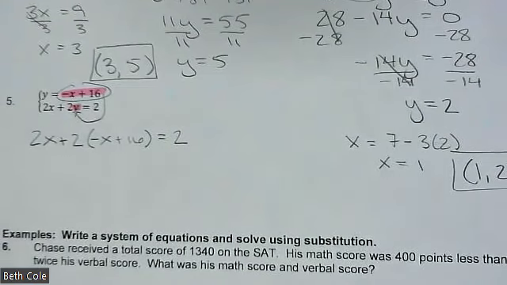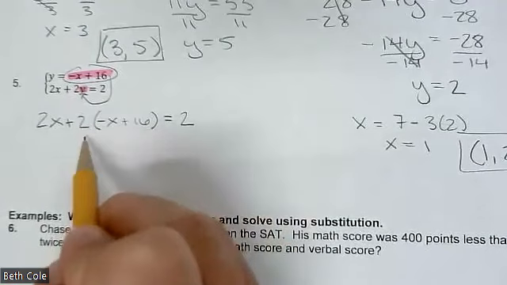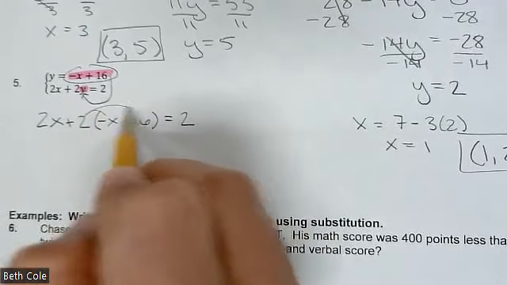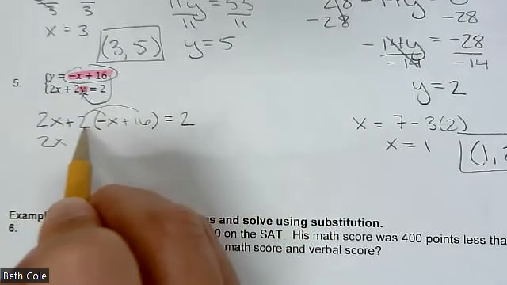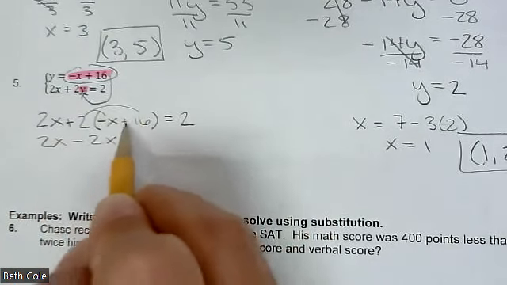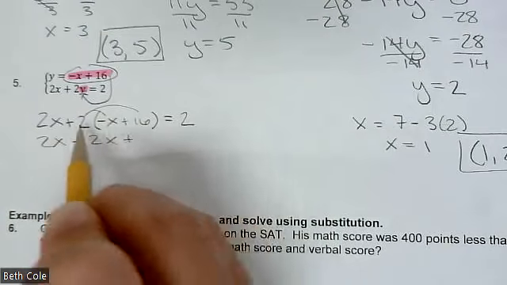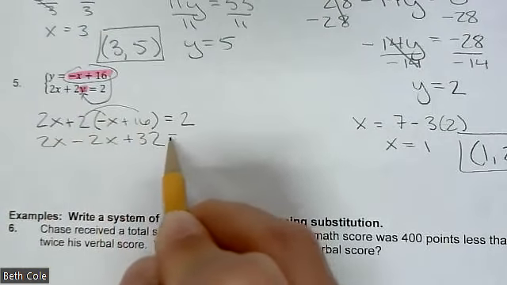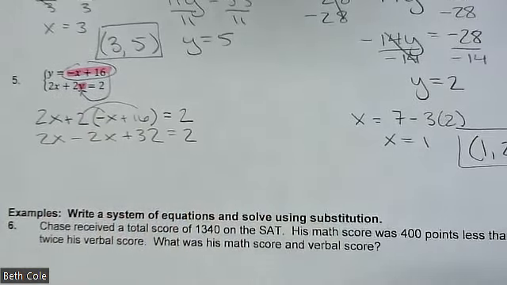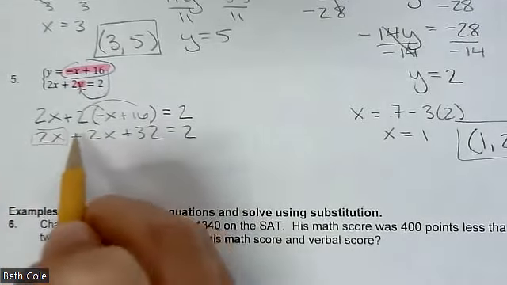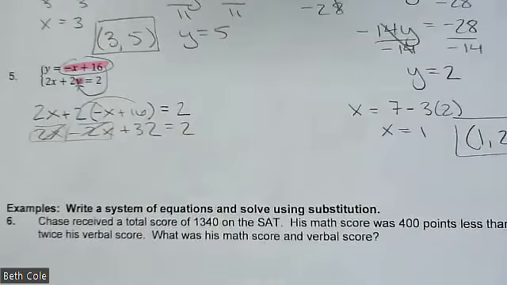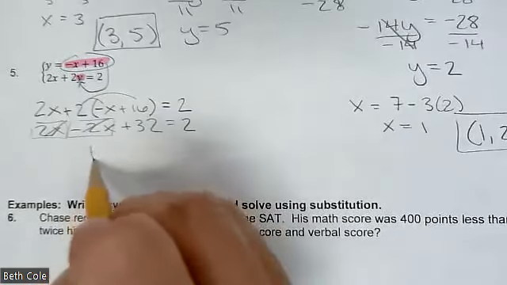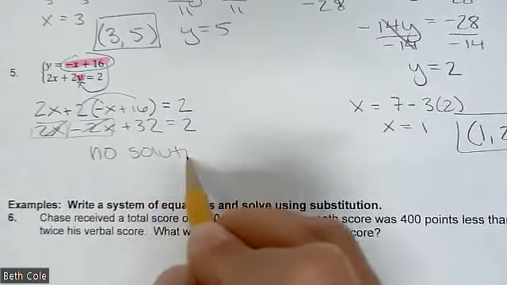What would be your first step? You have to distribute it. Distribute the 2. It'll be 2x minus 2x plus 32 equals 2. And then what happens? The x terms cancel. You get 32, and 32 does not in fact equal 2. So no solution.